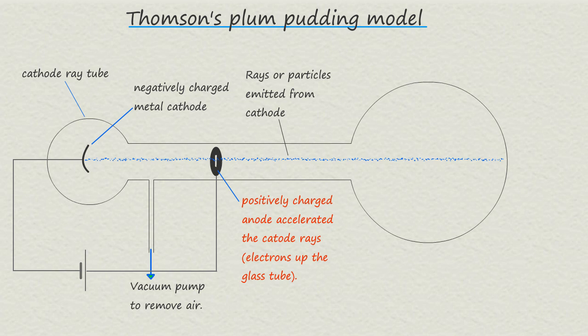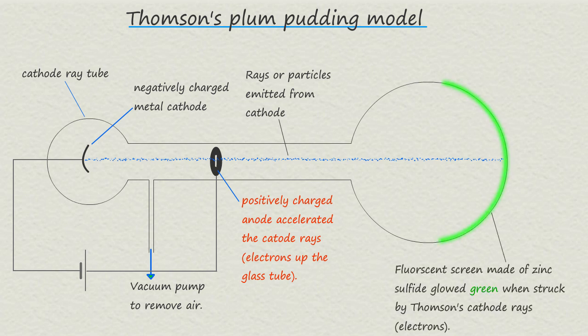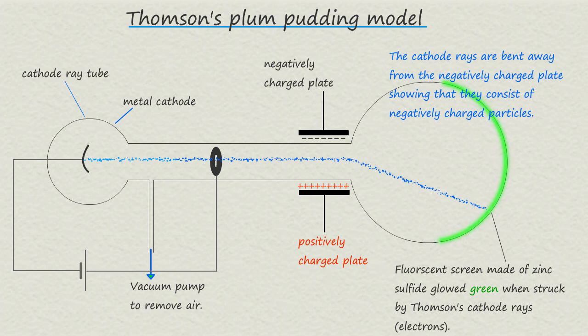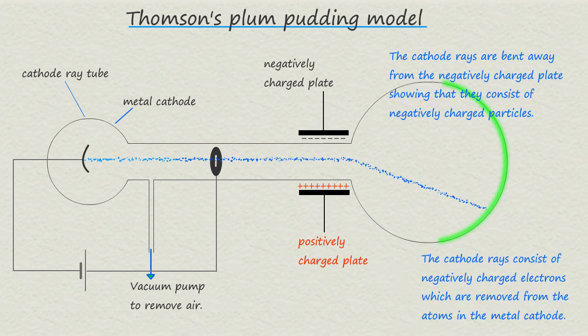The anode contained a small slit through which the particles or rays could pass, and this would produce a narrow beam which struck a fluorescent screen on the end of the tube, causing it to glow green. Now, if two charged plates are placed in or close to the cathode ray tube, the cathode ray is bent away from the negatively charged plate, indicating that the rays or particles in it have a negative charge. Thomson concluded that the beam or cathode rays consisted of small, negatively charged particles, which he called corpuscles, a name which was later changed to electrons.